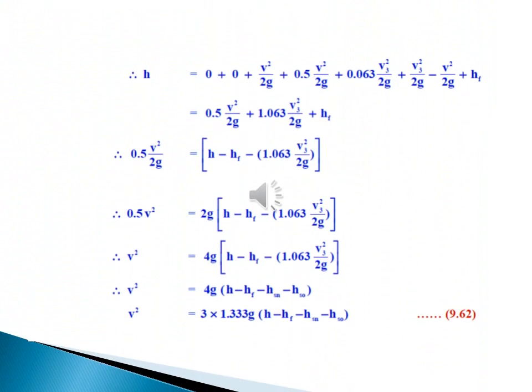The rest of the calculation, the head losses and the velocity of flow through a nozzle fitted to a horizontal pipe at the side of a constant head tank.